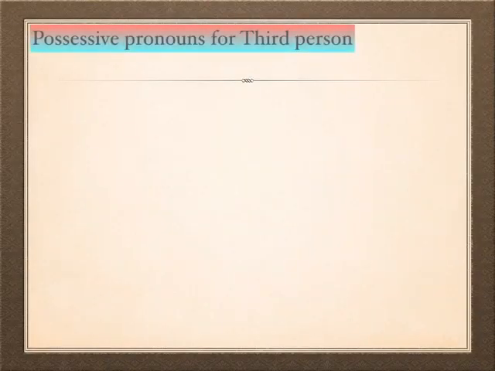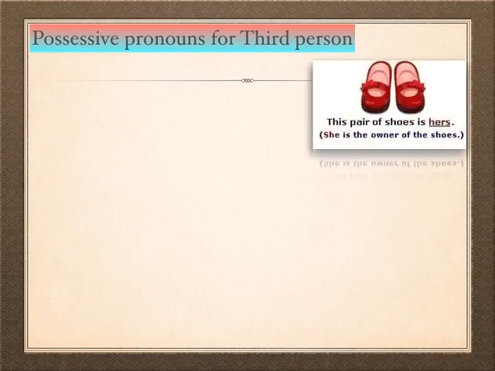Possessive pronouns for third person. Well, you all know third person is the person about whom we are talking. They can be masculine, feminine, or neuter gender. So the pronouns normally we use for third person are he, she, it, and they. Let's see the image over here.